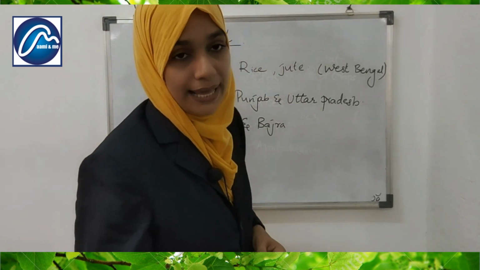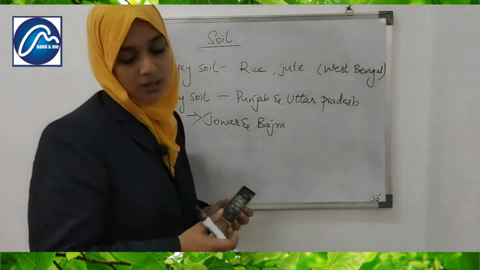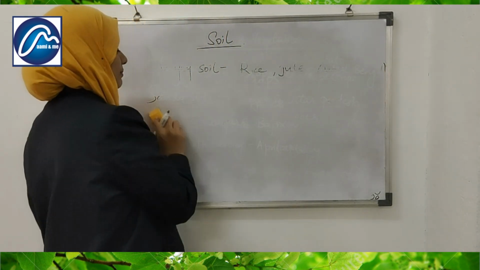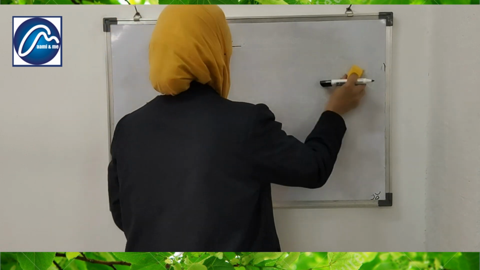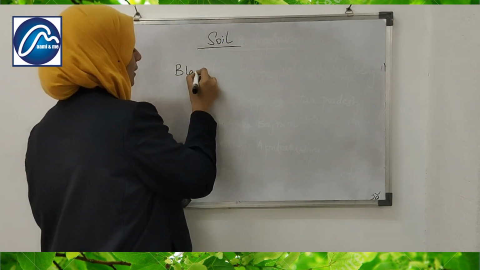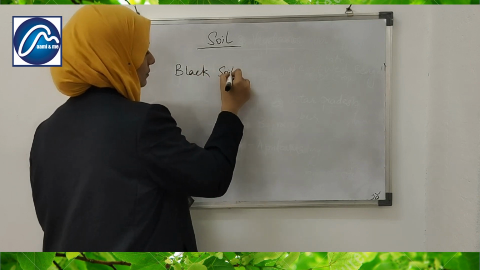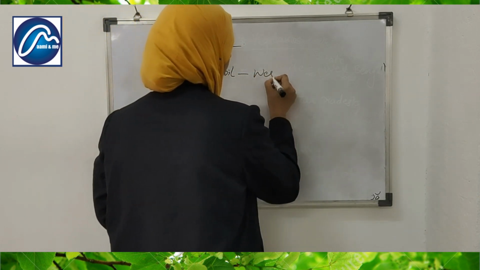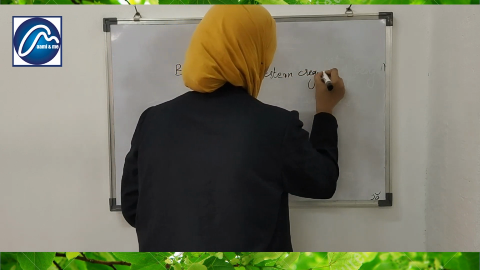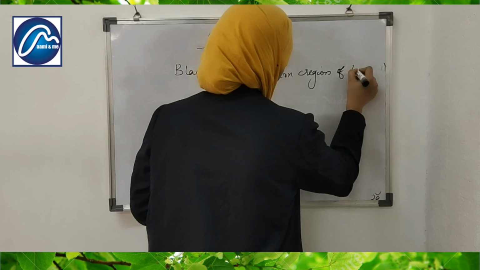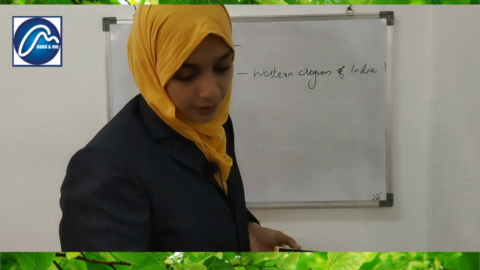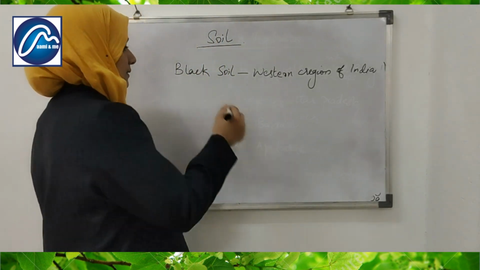Next is black soil. Black soil is mostly found in the western region of India, usually seen in the western area of India, and is suitable for the cultivation of cotton plants.